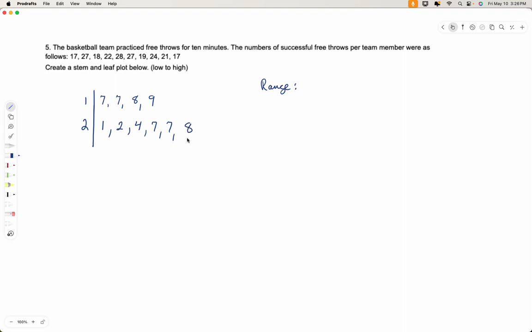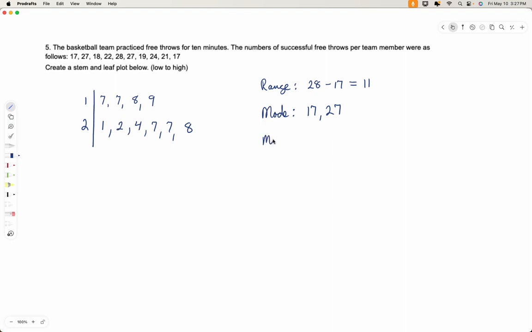Well, the highest number is the last number that you've written, which is 28. The lowest number is the first number you've written, which is 17. So 28 minus 17 is 11. That's your range. Your range is 11. Let's see what else it's asking for. All right, so it also wants the mode. Your mode is the number that's used the most. Well, we've got 7 twice in here and 7 twice in here. So 17 and 27 are your modes. There's 2 of them.